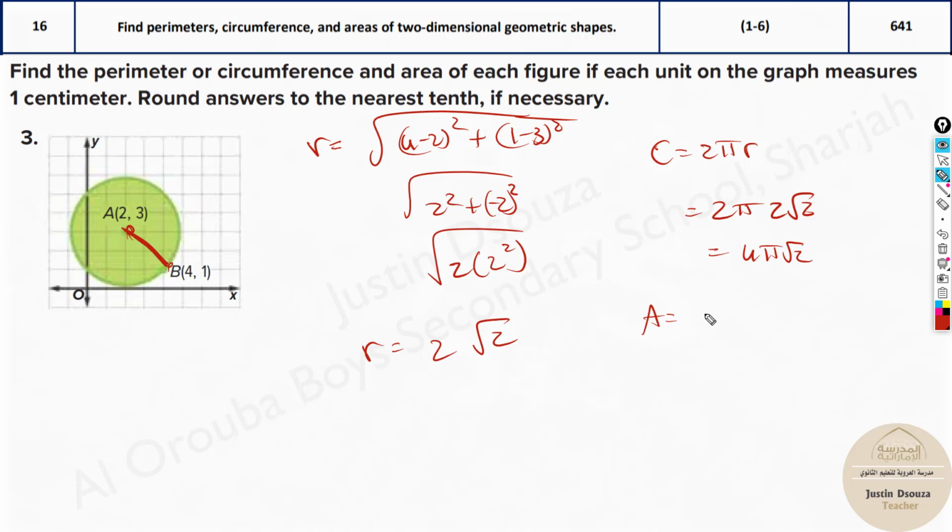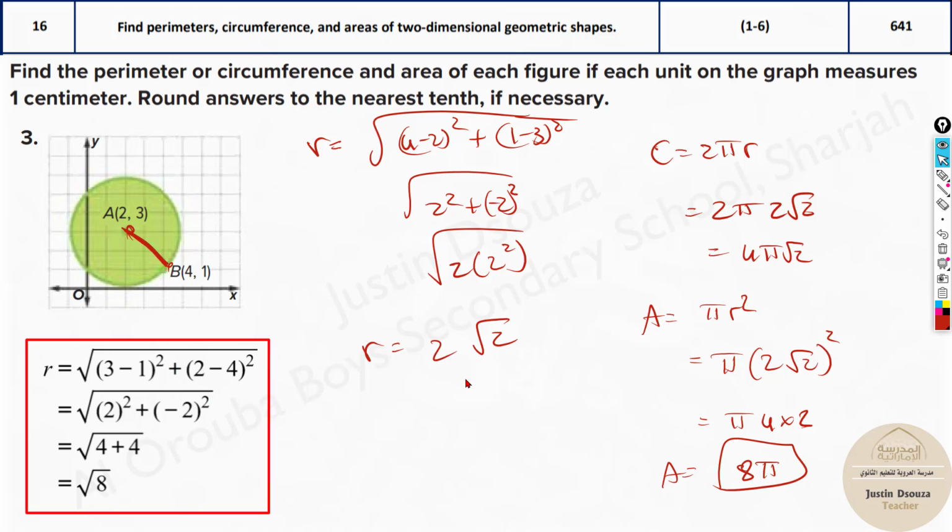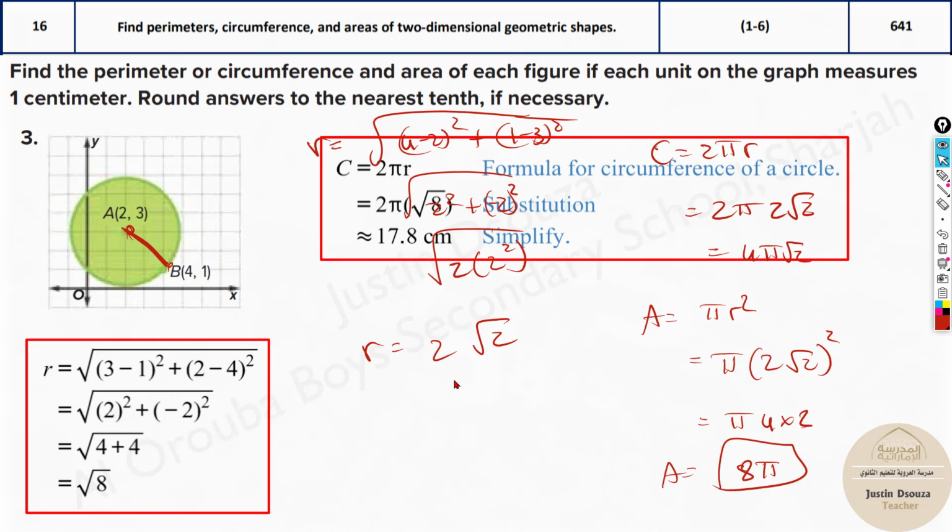And what about the area? Area is pi r square. So you basically have to square 2 root 2, the whole square. Over here will be pi. Square of 2 is 4. And over here we will have root 2 times root 2. It's 2. So it will be 8 pi. This would be the area of the circle. So this is how we can easily solve it. They have considered root 8, which is the same as 2 root 2 itself.